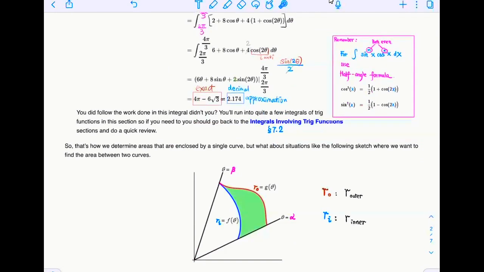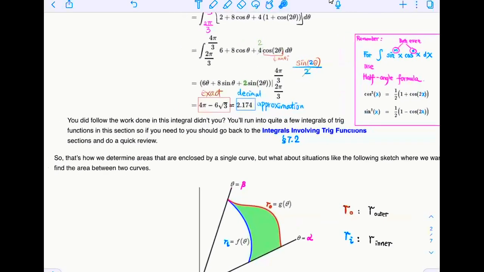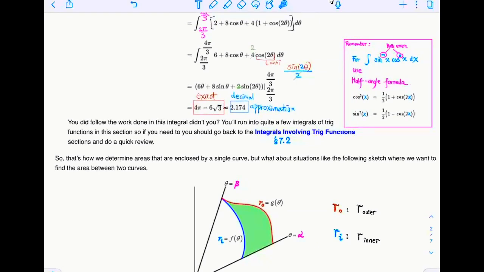Now I hope that you're able to follow the work we've done in this integral. And if you run into trouble, section 7.2 is the one that you might want to go back to and review, how to find the antiderivative of trig functions. Basically, I think the half angle formulas are ones that you use a lot.